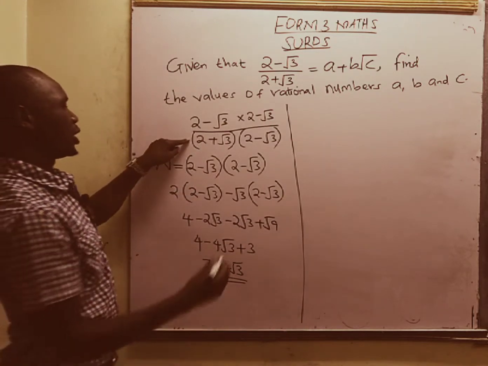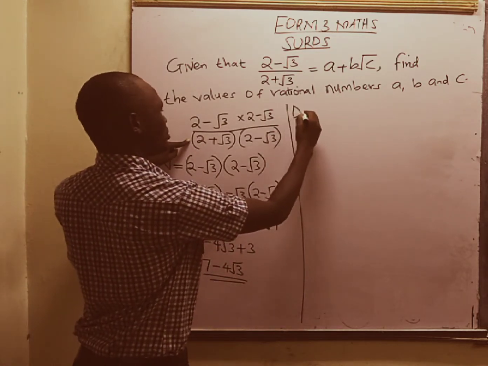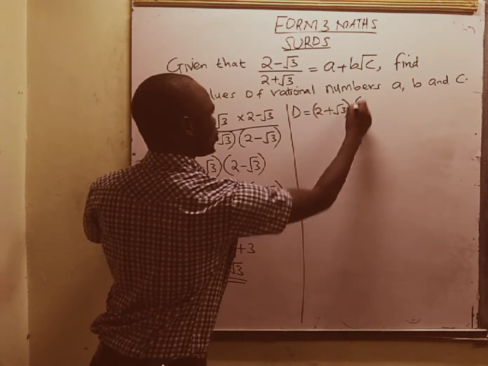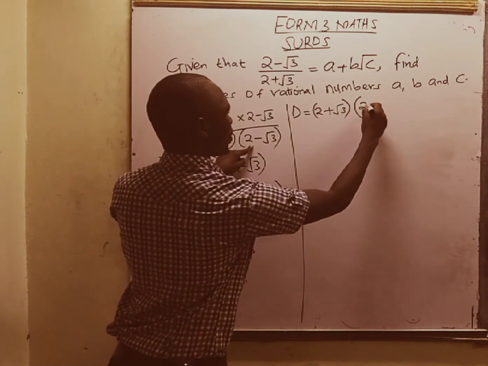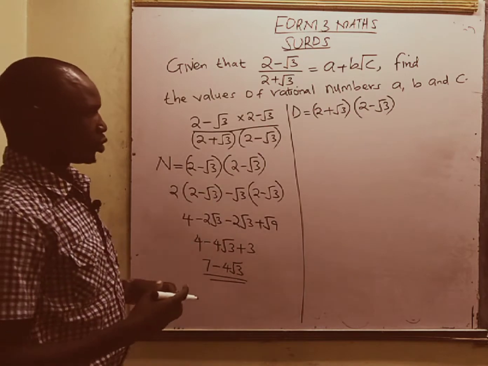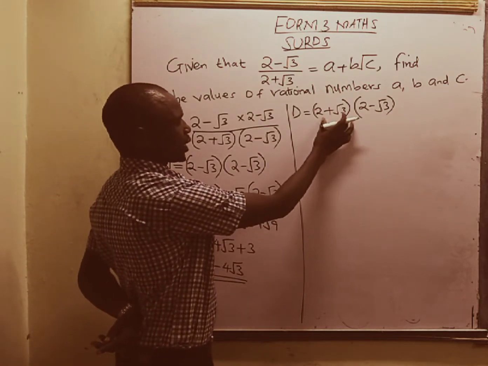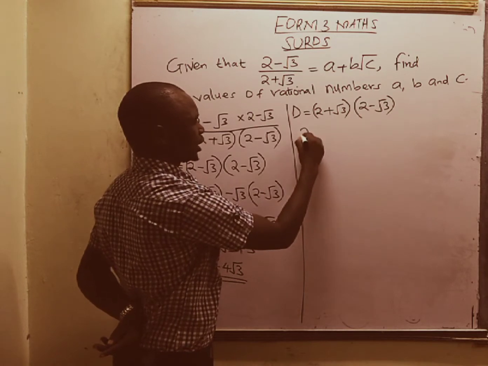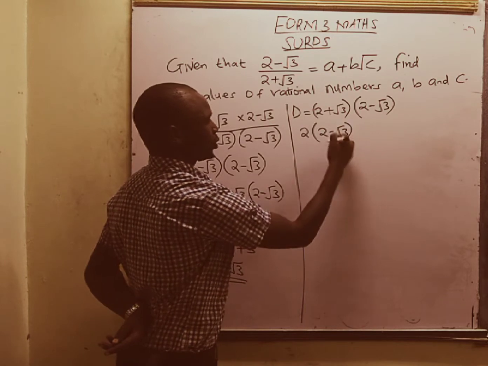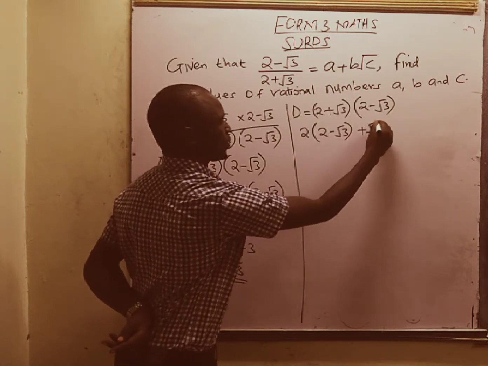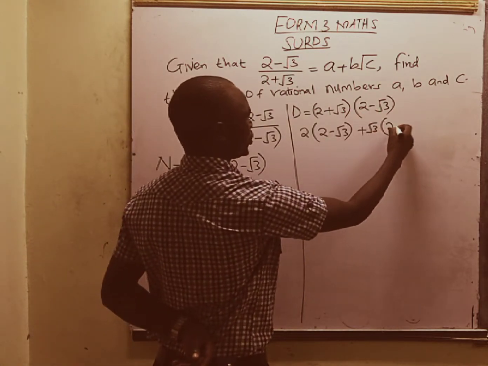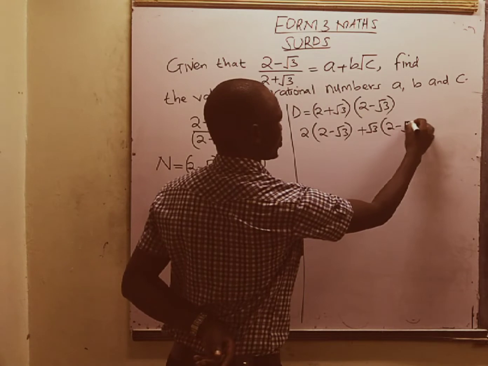Then we go to the denominator. The denominator will be equal to 2 plus the root of 3, you multiply by 2 minus the root of 3. Again, you expand the 2 brackets. We are going to use the first bracket to expand the second by taking 2 into the entire second bracket. Then what has remained is positive root 3. You multiply this with the entire second bracket, which is 2 and minus root 3.